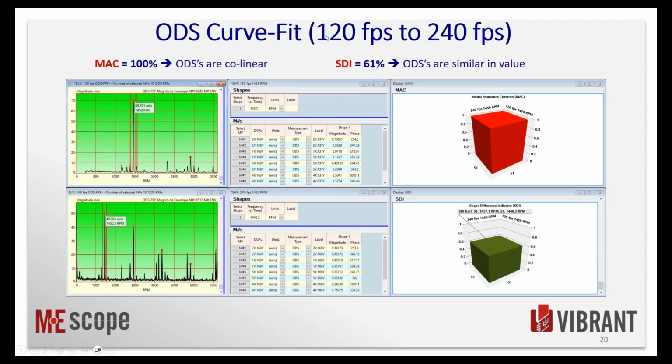Okay, well, here's the third case, the 120 to the 240. MAC is correct. We've corrected the phase by curve fitting shape A to shape B, and the shape difference is 61%, so that's pretty good.